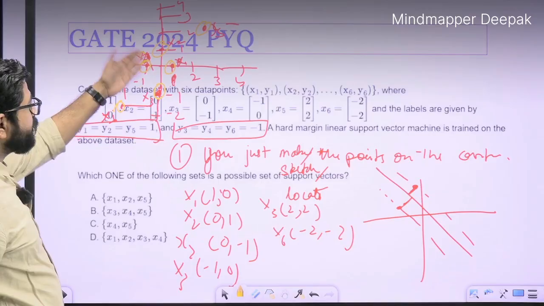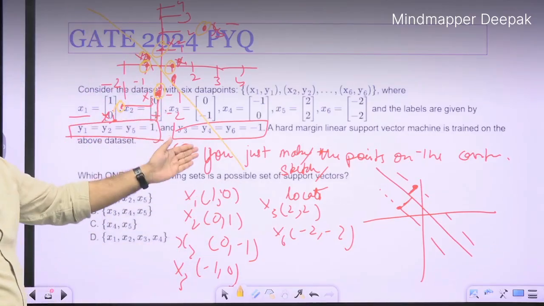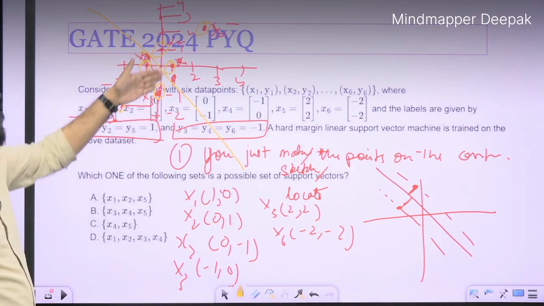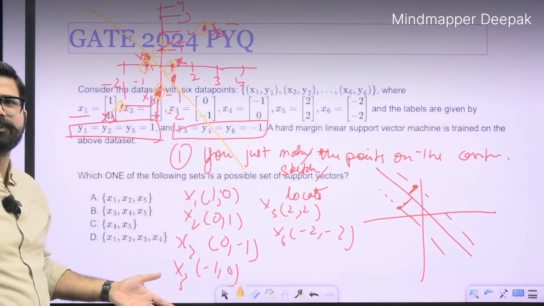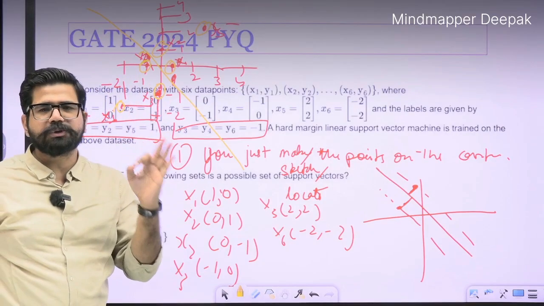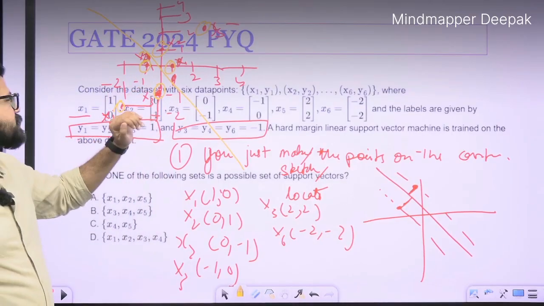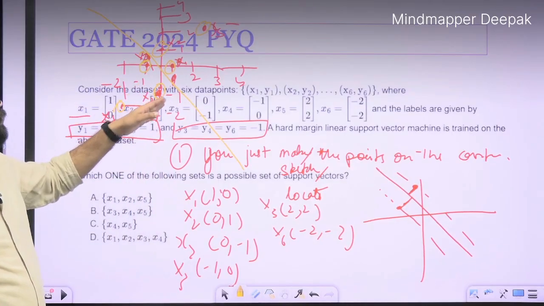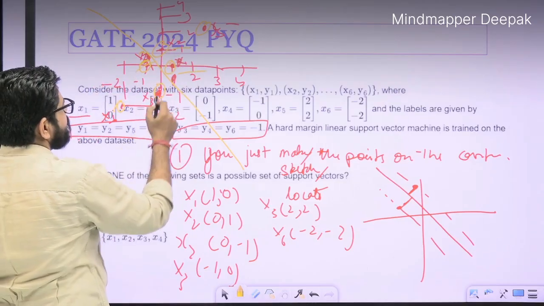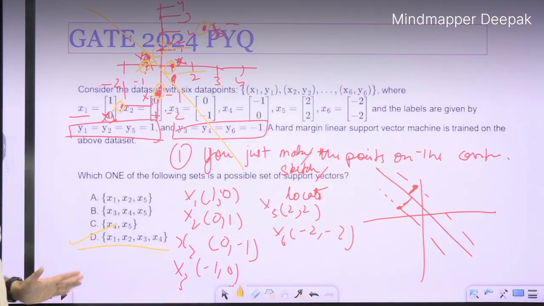For you, I think you can easily see that this is the simple line, the support vector lines or the hyperplane, and these are the support vectors. This is the question. Your 80% of the question is solved if you just plot these points. You see where x2, x1, x3 and x4 lie, that is your answer. So answer D is the correct option. It is that simple.